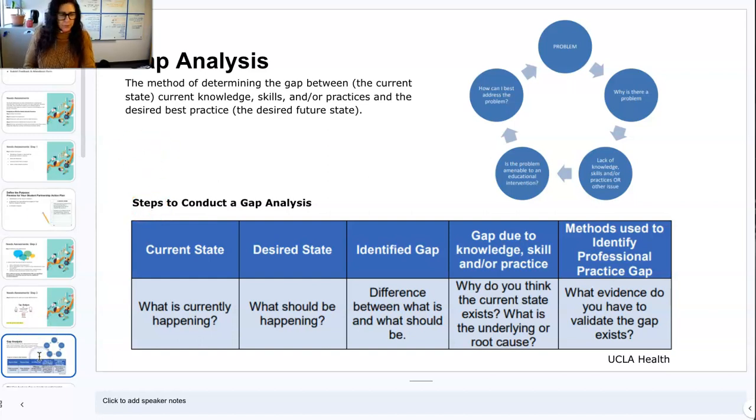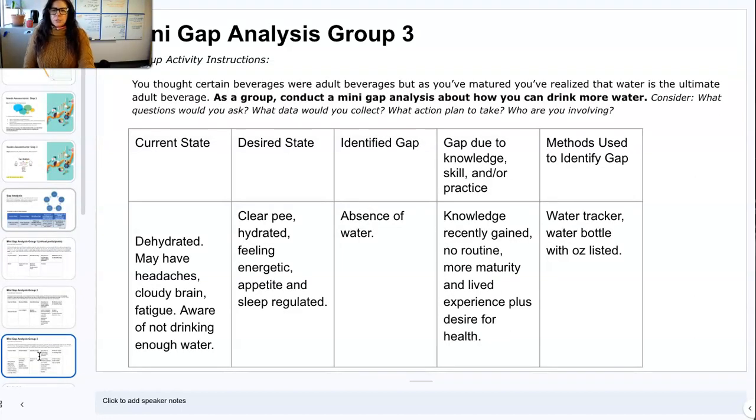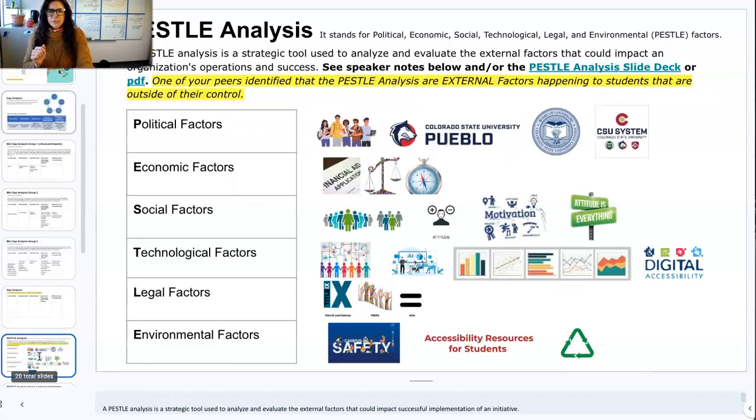And let me get over here. We did an activity where we did a mini gap analysis on some common problems that happen in our lives or that we could relate to, just to get our minds into this thinking process. So you can take a look at those if you did not participate in this session.